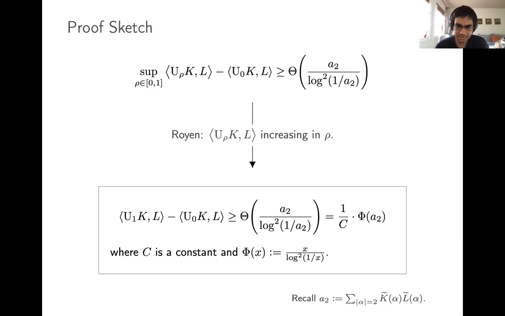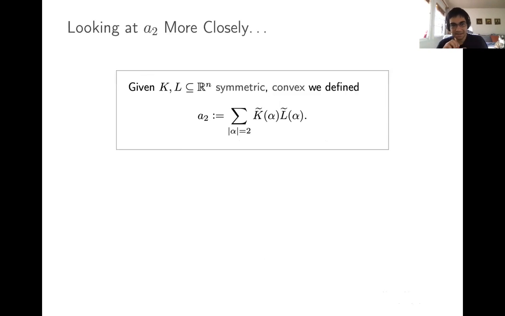And this is a quantitative version of Royen's inequality, but I promised you a quantitative version which had this notion of influences. So let's maybe look at this quantity A2 a bit more closely. Given two symmetric convex sets, A2 is defined to be the product of the Hermite coefficients of K and L of degree 2.